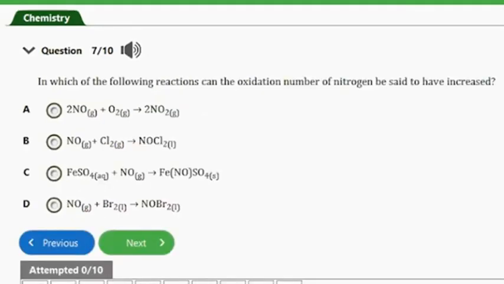Question number 7. It says, in which of the following reactions can the oxidation number of nitrogen be said to have increased? So guys, we have a couple of reactions here. With this, we don't even need to dwell much on this question. Option A here will be the correct answer to this question. We have nitrogen 2 oxide here reacting with oxygen to give nitrogen 4 oxide. So it means actually the oxidation number of nitrogen increased in this first equation. So that's it, guys, for that question.